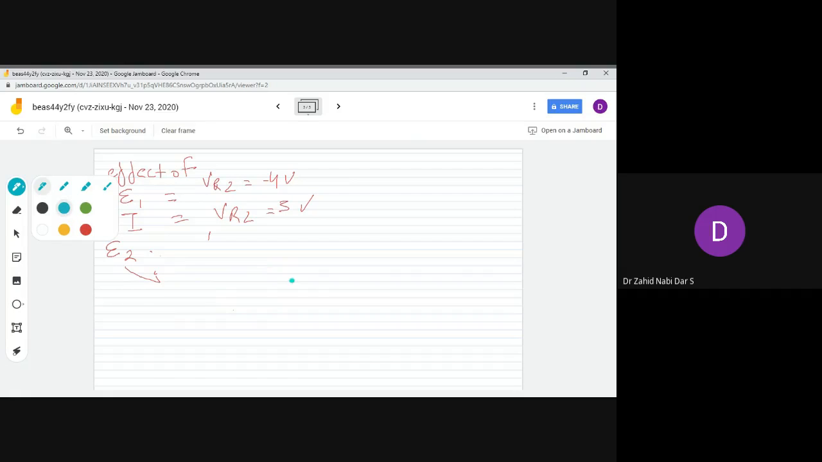So the network would be redrawn. Once you are redrawing the network, even though you have shorted, again the resistance is there. You have this R2, you have this R1. Short circuit, because now you have to take the effect of E2.